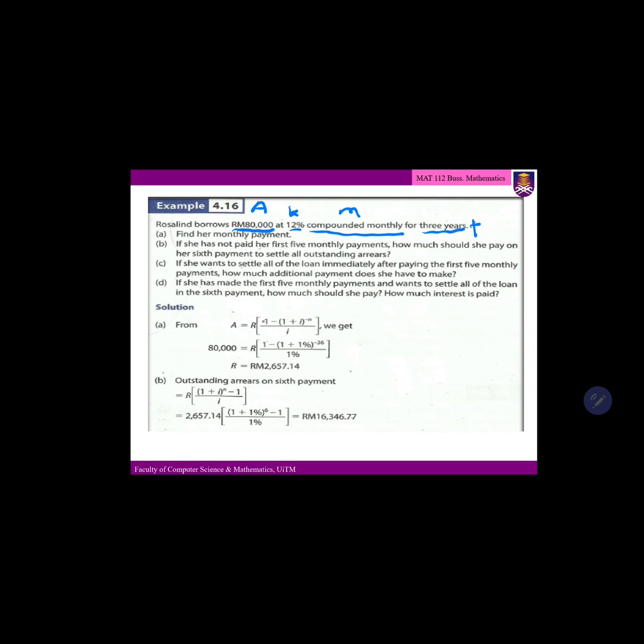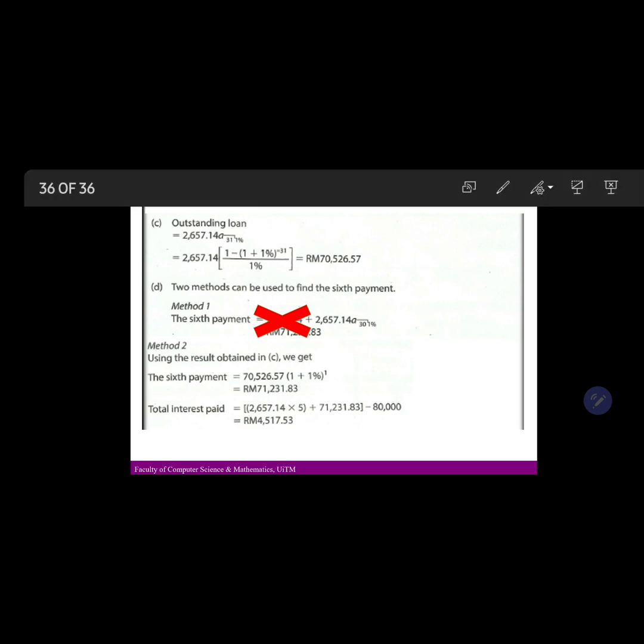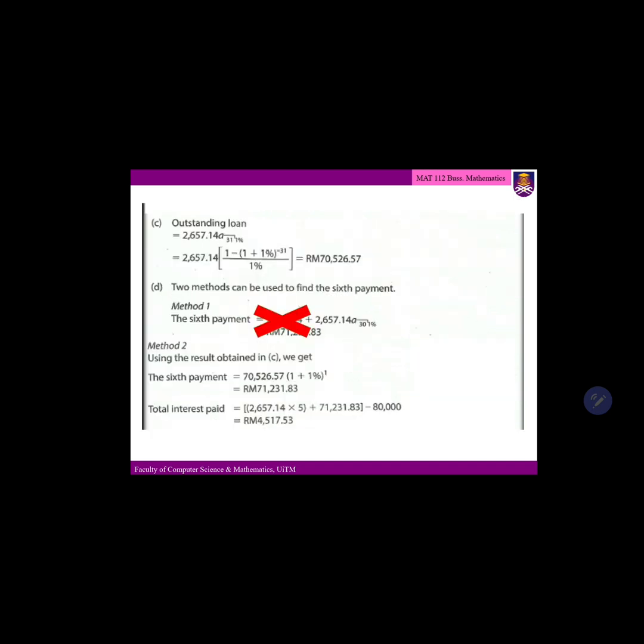Okay, how about C? We look at C and D. C is we want to find the outstanding loan. So how to find the outstanding loan? C: she wants to settle all the loan immediately after the first 5 monthly payments. How much additional payment does she have to make? The total number of payments is 3 years, every month, so it's 36 payments. Now she has paid 5 payments. After the 5th payment, she wants to settle all the loan.